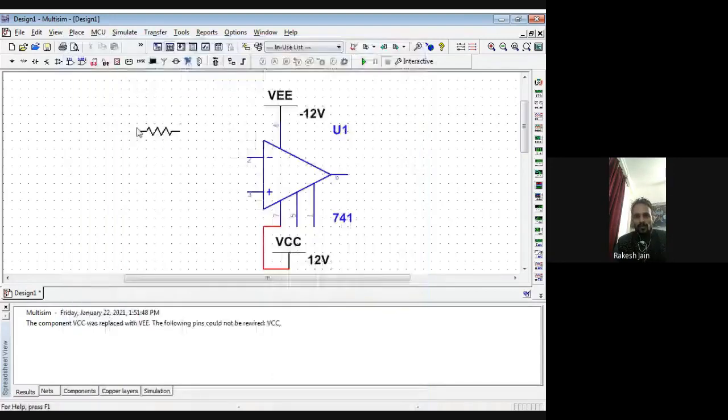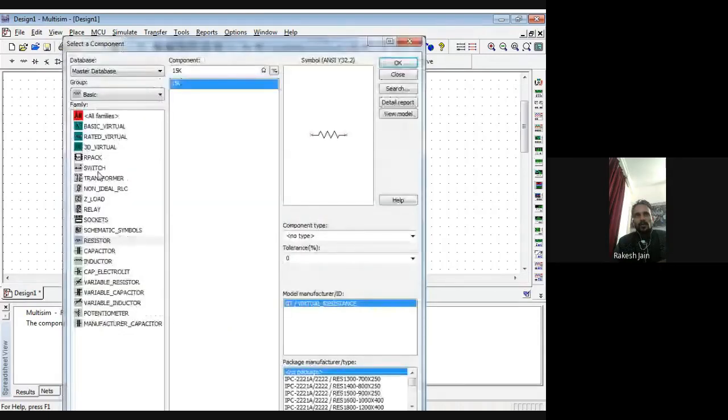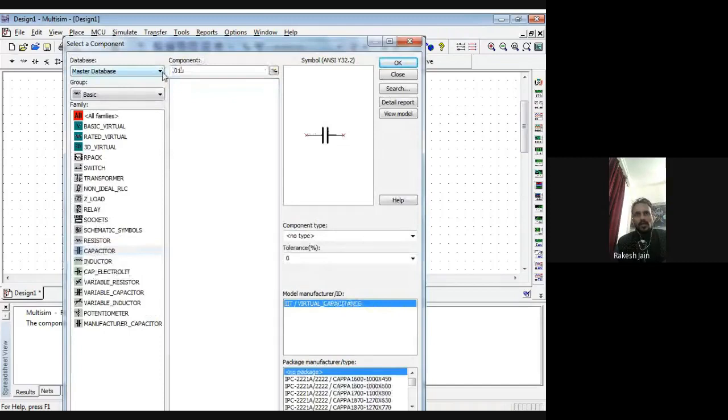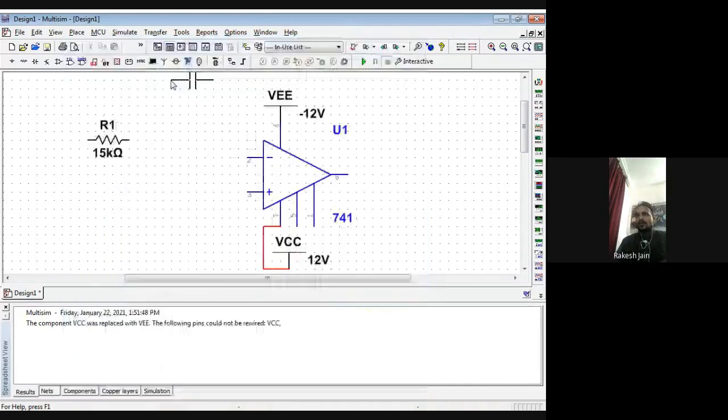Instead of that bridge type of structure, here we connected a bridge but in horizontal format. See very carefully, one resistor and a series capacitor. So where is the capacitor? Go to basic again and then capacitor. What value do you choose? You choose 0.01 microfarad. So just write down 0.01. Okay, so this is my series combination of resistor and capacitor.